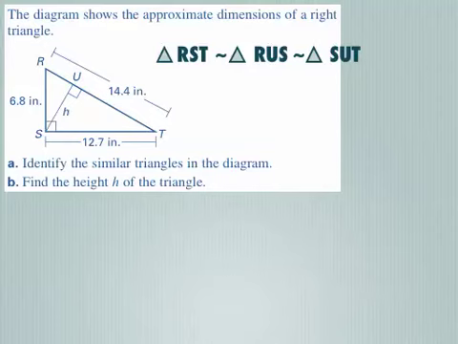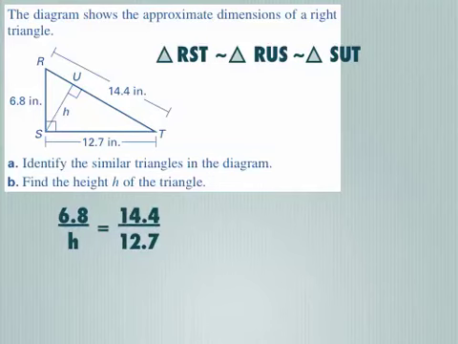And then if you look at triangle RUS, H would be the longer leg, and 6.8 would be the hypotenuse. So this one's going to be very similar to the last example. I can set it up as 6.8 over H. In this case, 6.8 would be the hypotenuse of my smaller triangle, over H, the longer leg of my smaller triangle, equals 14.4, which would be the hypotenuse of the largest triangle, over 12.7, which would be the longer leg of the largest triangle.